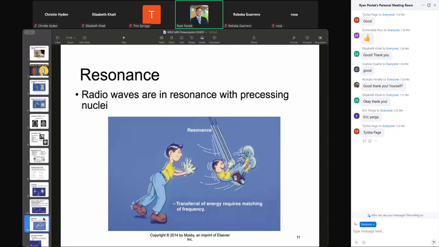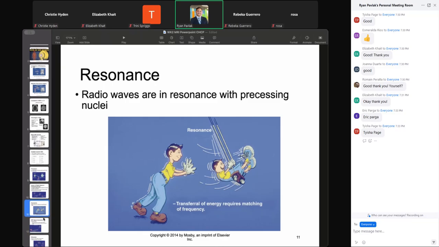Now, resonance is another main part, right? Magnetic resonance imaging. Resonance is just radio waves that are in resonance with that nuclei. So resonance is going to be an equal amount of transferal of energy to match a frequency. So the frequency that we typically use is 64.23, I believe, on a 1.5 Tesla magnet. It's going to change depending upon the strength of your magnet.